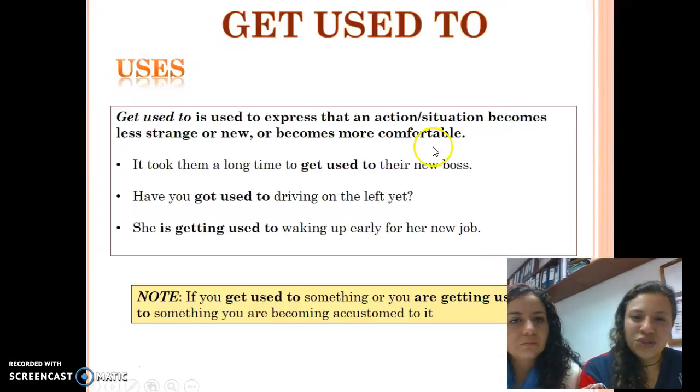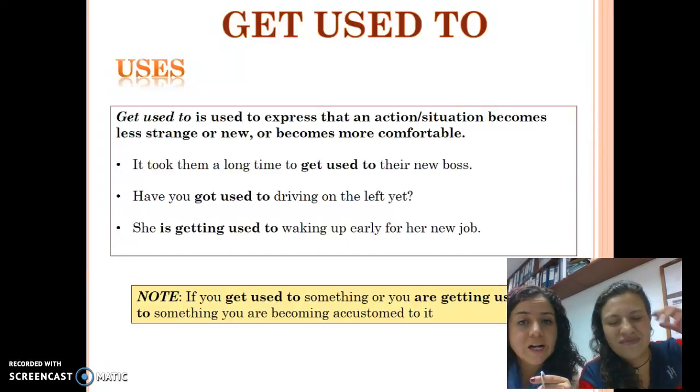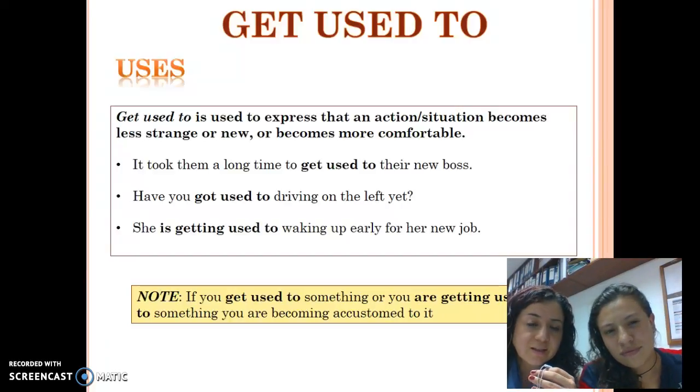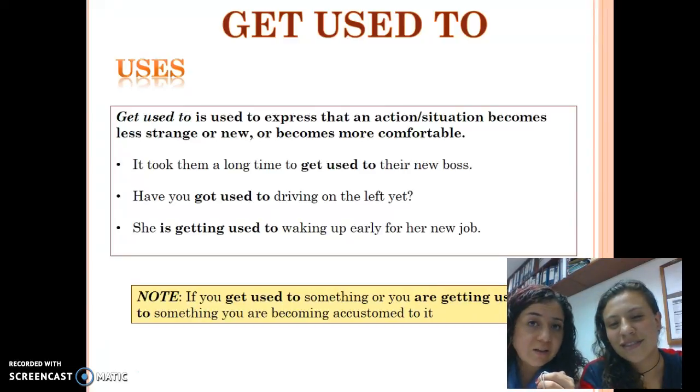Well, get used to is another expression. Get used to is used to express that an action or situation becomes less strange or new, or becomes more comfortable. It took them a long time to get used to their new boss. Until they actually felt comfortable with their new boss, some time passed. Have you got used to driving on the left yet? That means the person has lived in London for some time, and now the person wants to know if he or she feels more comfortable about it. She is getting used to waking up early for her new job.